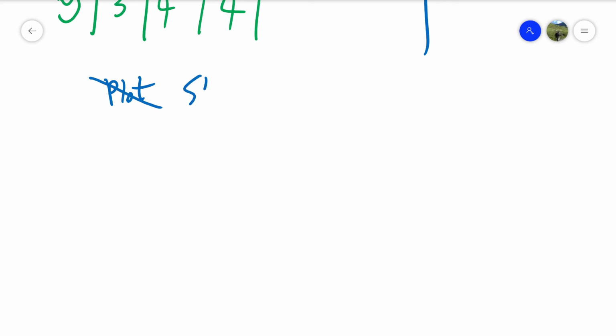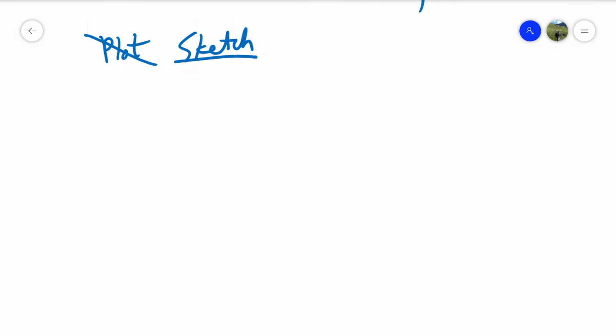Plot, but let's sketch because we're lazy. Remember, if it says plot or draw, you've got to be aware that you might have to do it neatly, but we're just sketching so we can just do it rough. But we still want to see the axes, we still want to see them labelled, we still want to see an arrow because we need to know which direction positive is, and we still need to know what the value of the origin is.